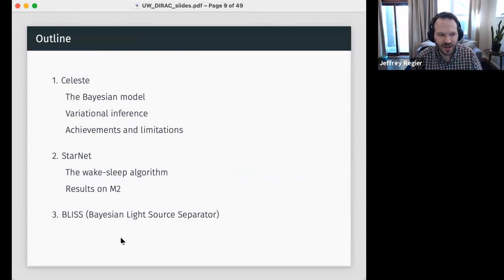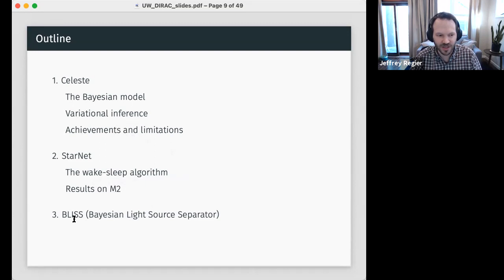Starnet works just with crowded starfields, but resolves many of the limitations of Celeste. In the process of introducing Starnet, I'll talk about a particular approach to variational inference that I'm quite excited about and I think has been maybe underutilized, called the wake-sleep algorithm. It's a particular approach to variational inference that scales well, makes effective use of simulated data, and has a lot of advantages. And I'll talk about results on the M2 globular cluster for Starnet.